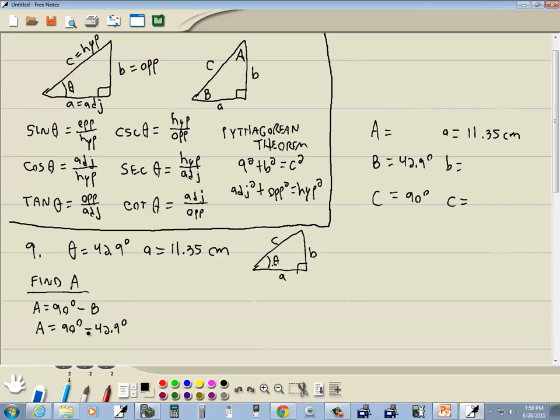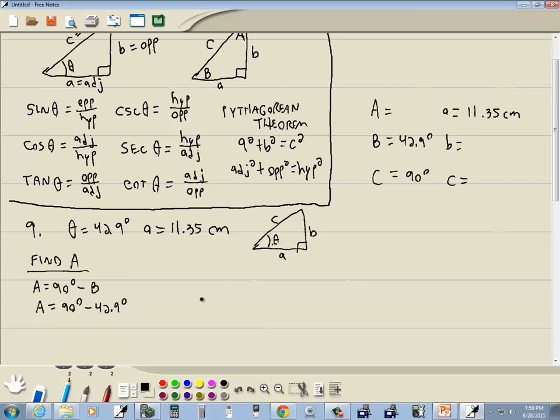I'm not very good with decimals, but let me try it. 47.1. Yeah, 47.1. Okay, so now we need to find our sides. So let's find side B.